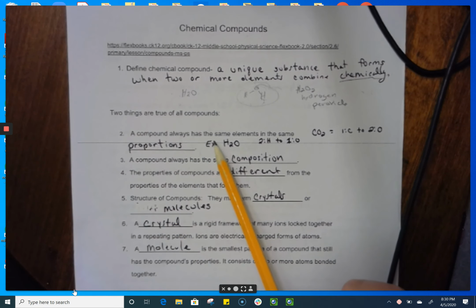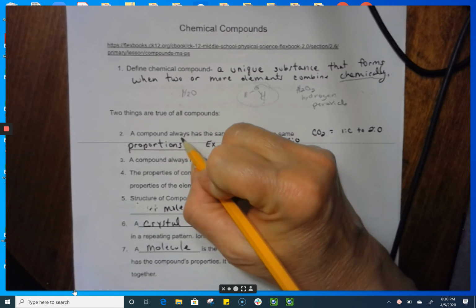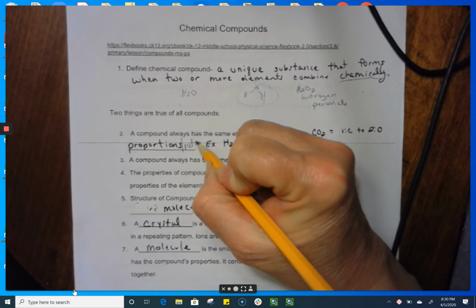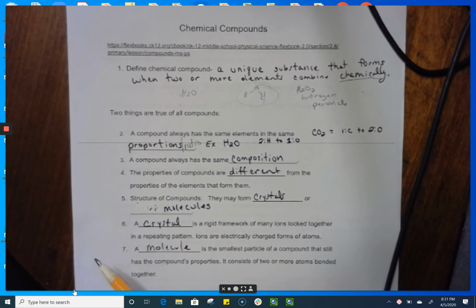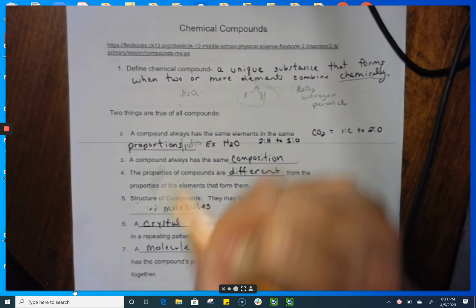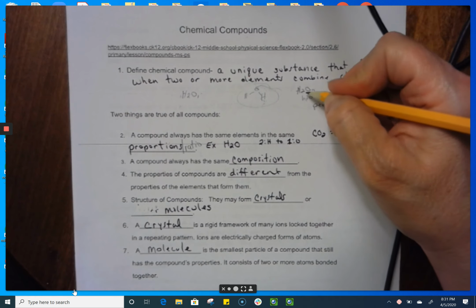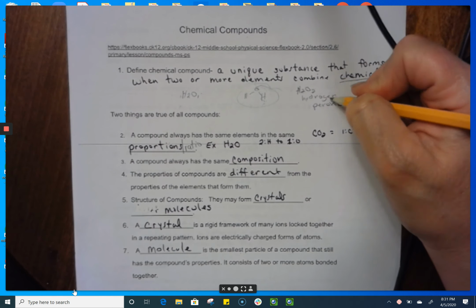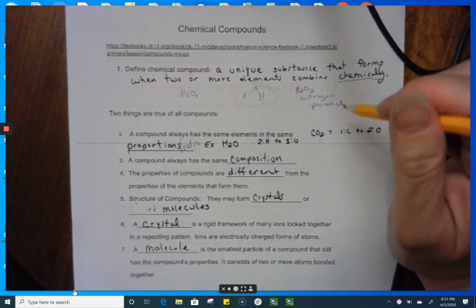Another thing you need to know is that a compound always has the same elements in the same proportions, or you may see the term ratio. Whenever you have water, it's always 2 hydrogen to 1 oxygen atom. If there's not a number written back here behind a symbol, it's understood to be a 1. 2 hydrogen, 1 oxygen. Hydrogen peroxide has 2 hydrogen, 2 oxygen. That's why H2O2 is a different substance than H2O.